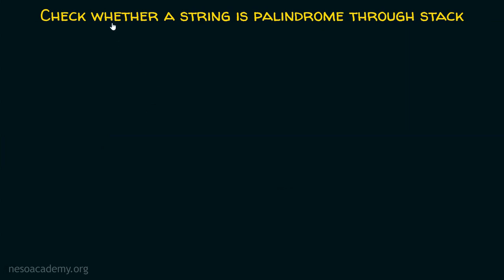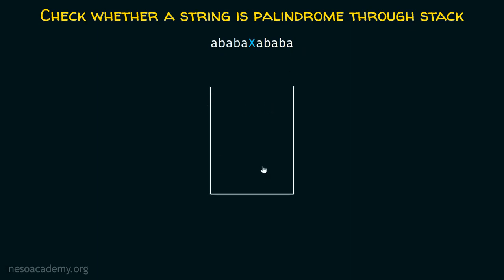Now we will write a program to check whether a string is palindrome or not with the help of a stack. But before writing the program, it is important to demonstrate the idea behind writing the program. How to write a program to check whether a string is palindrome or not? We have to use a stack for this purpose. Let's see how. Let's say we have this example and we want to check whether this string is palindrome or not. ABABA X ABABA. We know that this string is a palindrome. But we will try to understand how to write a program to check this. For this, we need a stack, and the idea is very simple.